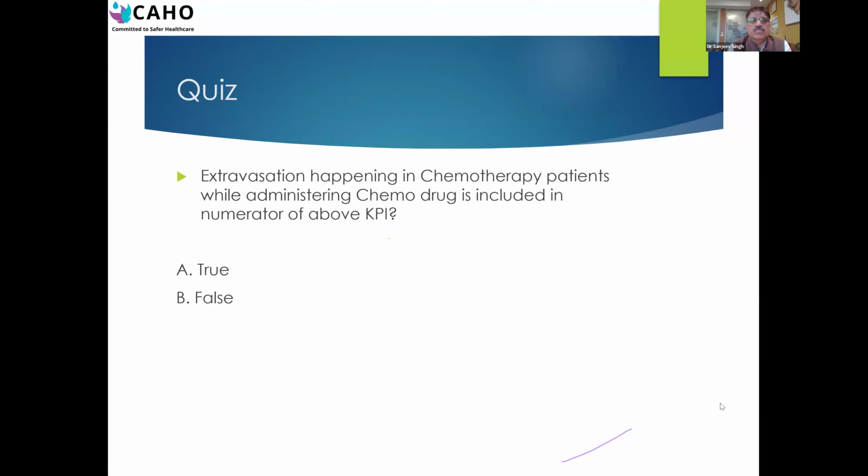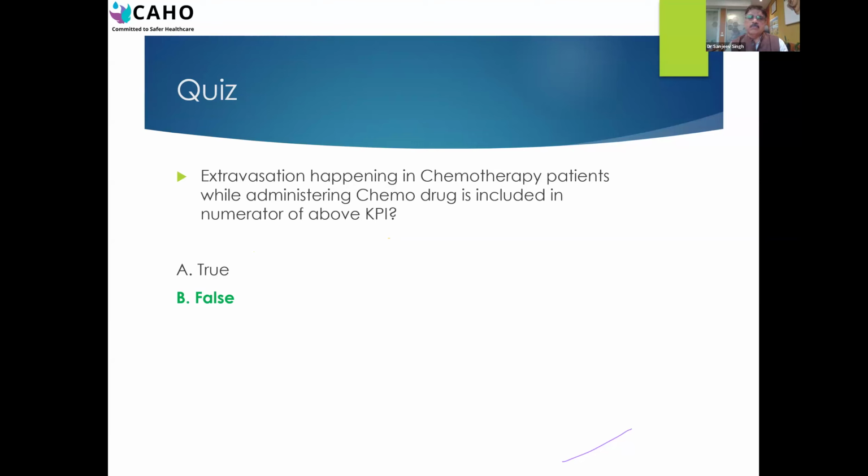So extravasation happening in chemotherapy patients while administering chemo drug is included in the numerator. Is it true or false? Basically, we are looking at contrast. So it would be just limited to contrast. So anything else other than this would not be included in capturing this particular information. So thank you so much.